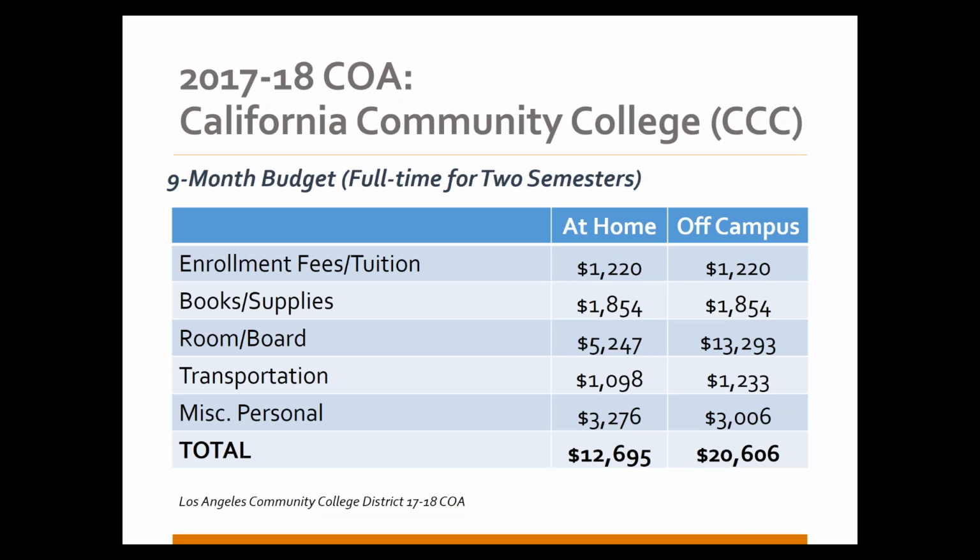Pretty much our budget for at home and off campus is the same except for the room and board. That's because obviously students don't live with parents, so they will have to pay more money on rent. The difference between the total of the at home and off campus is huge. As you can see, at home, the budget is 12,695, and off campus is 20,606.